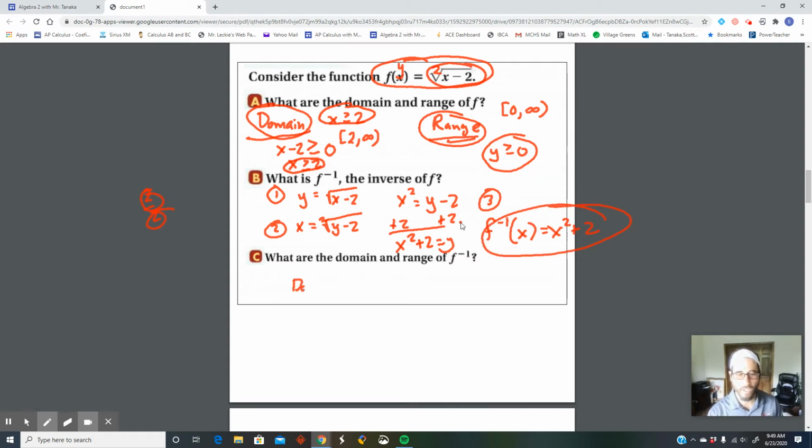And guess what? We are going to cheat it because from the very first page, remember the x's and the y's flip-flop. So now my domain is going to be from 0 to infinity. Okay, and my range is going to be from 2 to infinity. Okay, and they just flip-flop. Remember, that's what we do when we talk about our inverses.